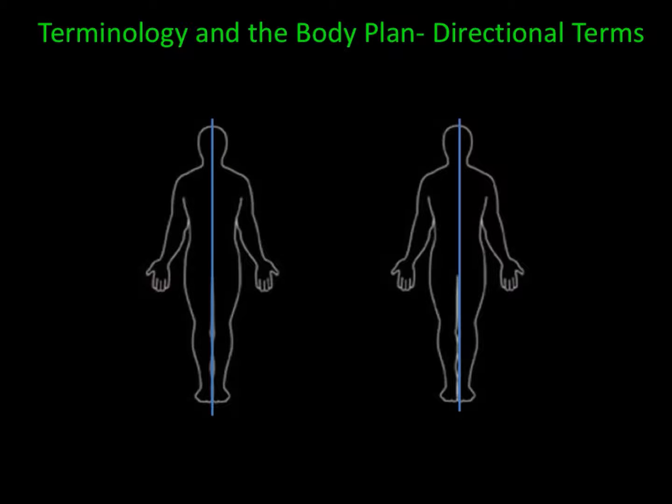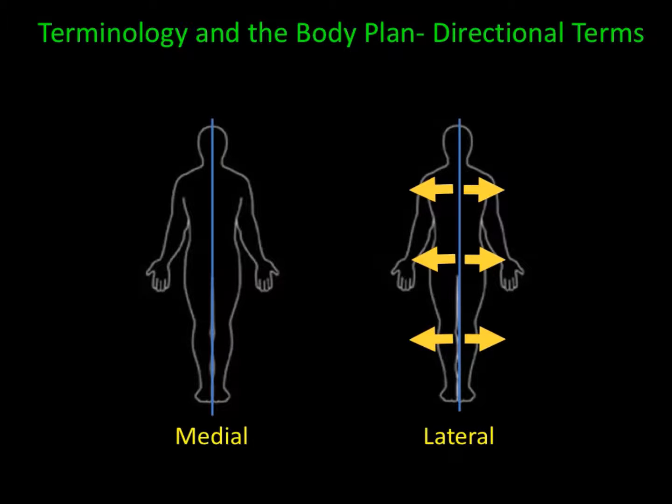The next set of terms orient the body in reference to the midline. Closest or towards the midline of the body is medial. Furthest or away from the midline is lateral. So for example, the ear is medial to the shoulder, and the wrist is lateral to the knee.